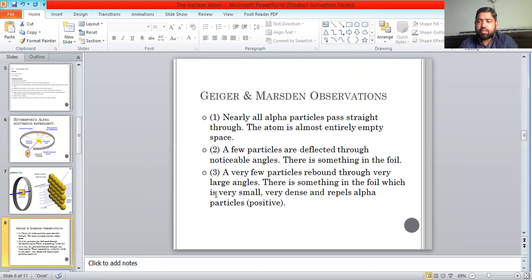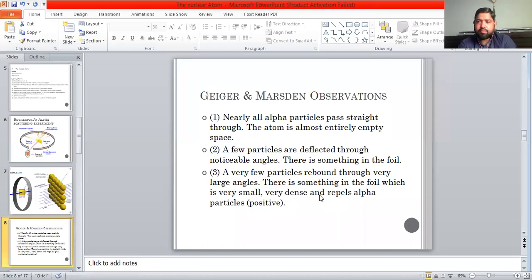So it can only be deflected at a larger angle if the thrown ball is being rebounded from a heavier ball. Okay, so it means there is some heavier entity inside that gold foil. And last thing, that rebounding can only happen if that entity is positively charged, because the alpha particle was positively charged.